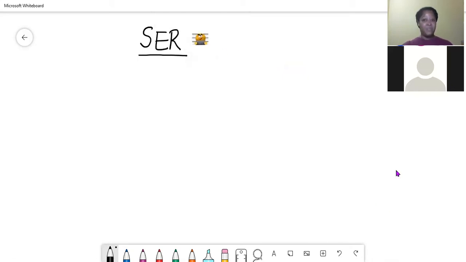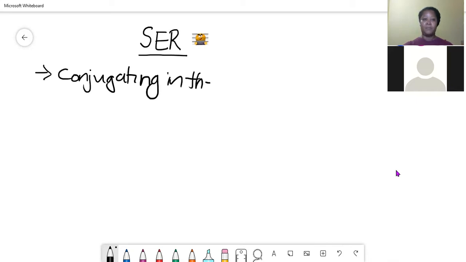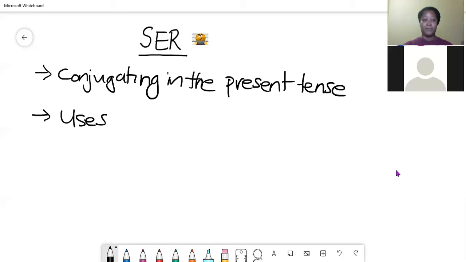So we're going to be doing two things with ser in this lesson. We're going to be conjugating it in the present tense. And we're also going to be looking at the uses of ser. And when we speak of the uses of ser, we're speaking about the particular conditions under which you would use a conjugation of the verb ser. And there's a very good reason why we need to know this, and that will come later in the lesson.